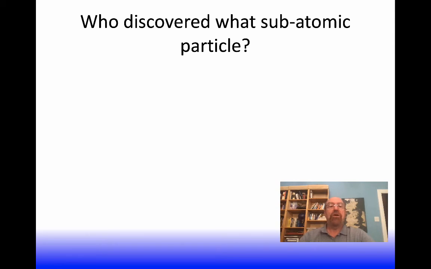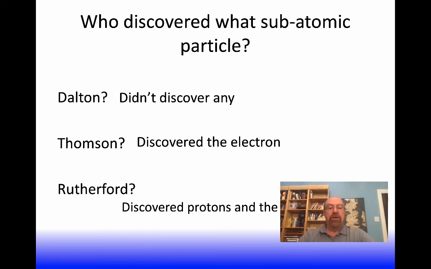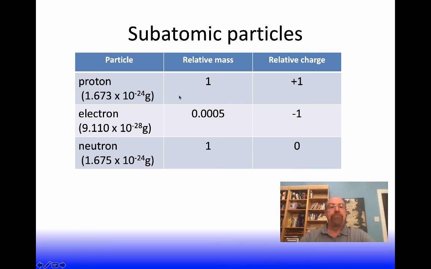So who discovered what particle? Dalton didn't discover any. Thomson discovered the electron. And then, of course, Rutherford discovered protons in the nucleus. So those are the three scientists that you really need to know, and you also need to know what they did. You should know Thomson's experiment, you should know Rutherford's experiment, and you should know at least a little bit about the types of experiments Dalton did. You should know their models as well.